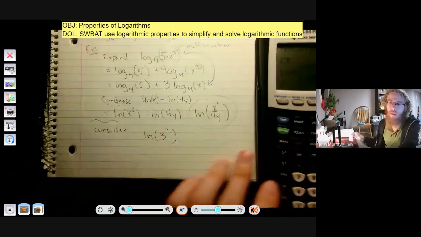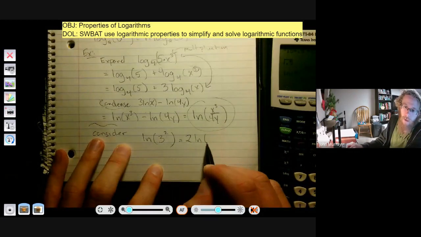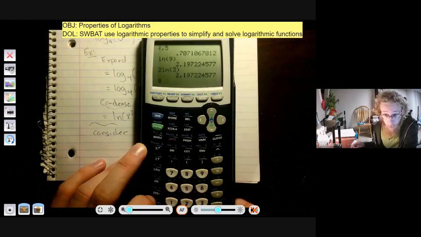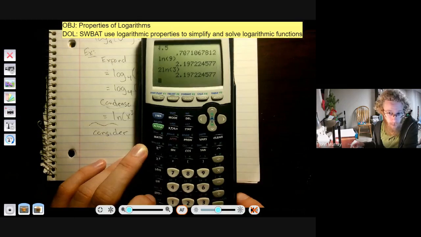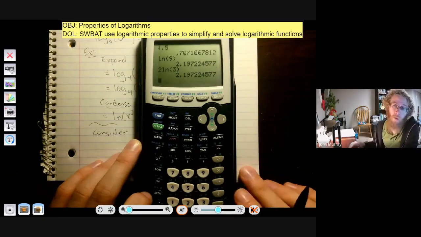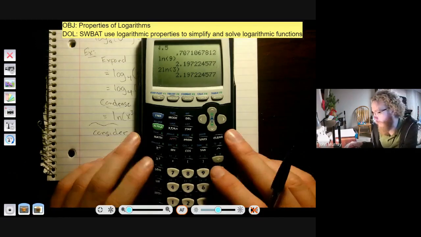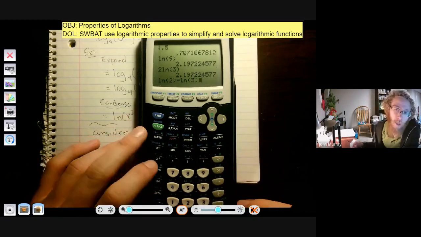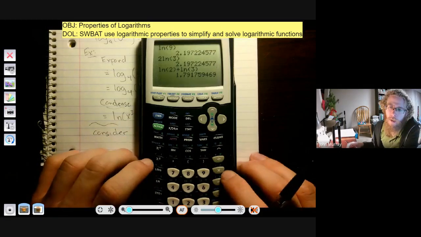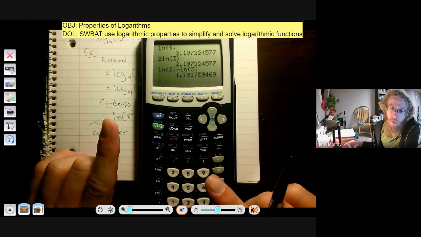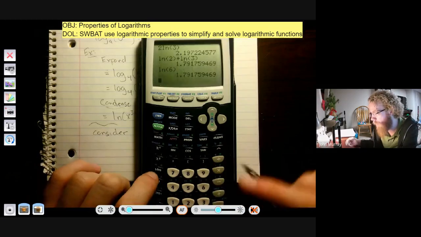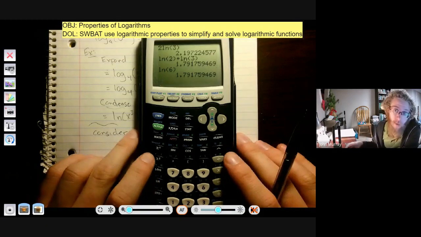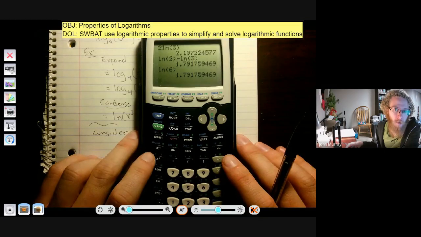So our power rule tells us that this is going to be the same as 2 times the natural log of 3. If I type in 2 natural log of 3, we do get the same number. Same thing if I did the natural log of 2 plus the natural log of 3. I'm just doing natural log because it's the simplest one. If I combine those, the natural log of 2 times 3, which would be the natural log of 6, again, I get the same value. So you can play around with numbers like that to test your properties, but it's pretty straightforward there.